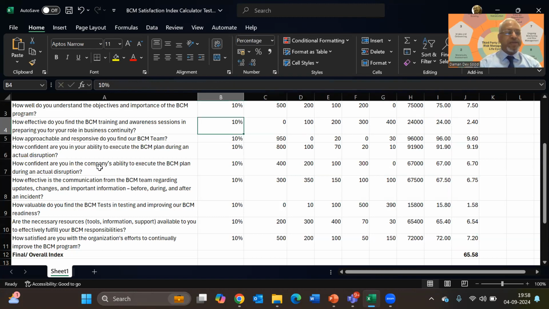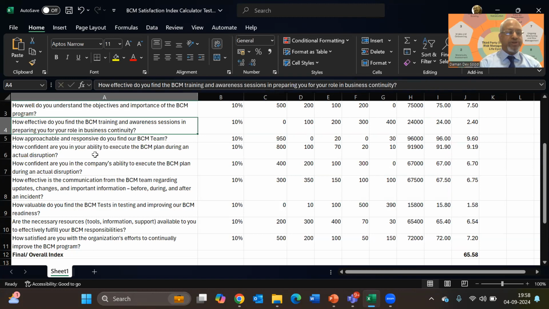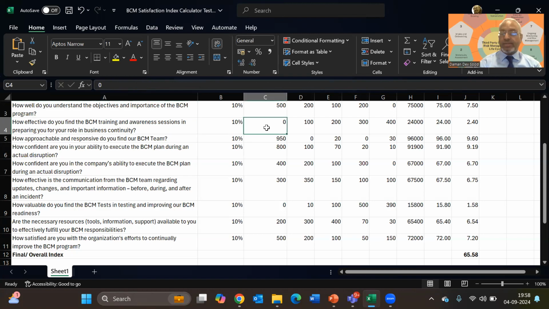Assume next time, the question is on how effective do you find the BCM training and awareness sessions in preparing you for your role in business continuity. After having taken some actions, next time you get 700 saying strongly agreed. And most likely these two become 0. The index becomes 8.80, a direct impact immediately, a huge rise in the overall index, becoming 71.98.